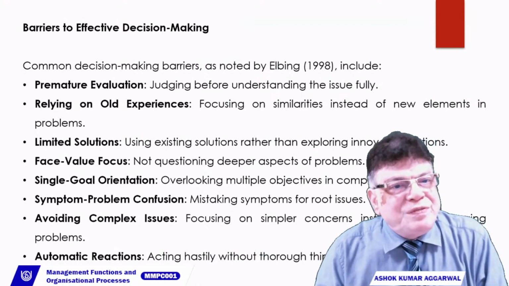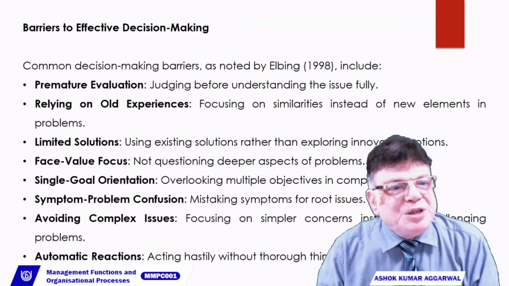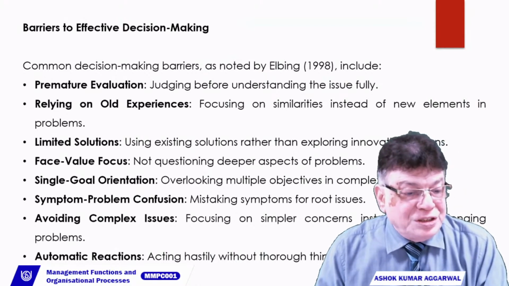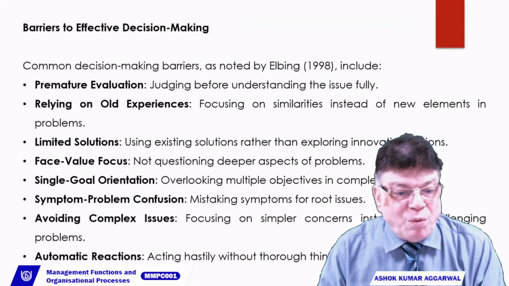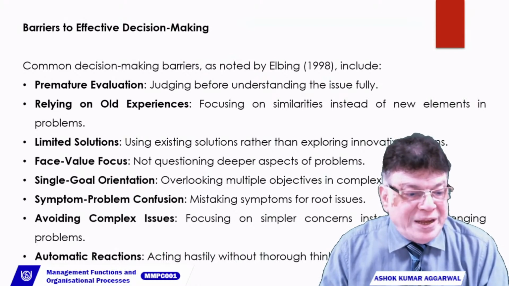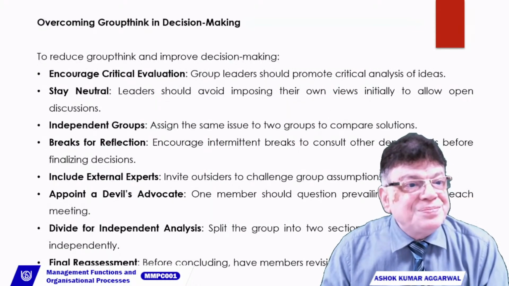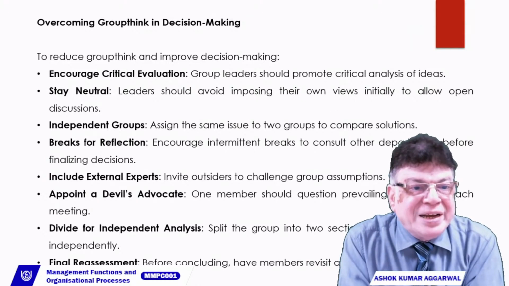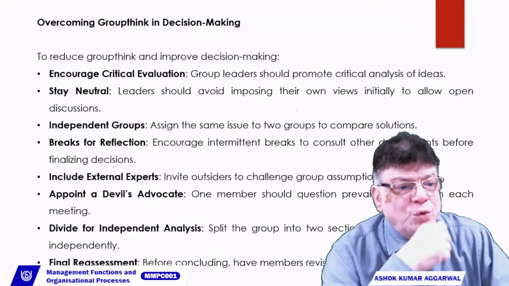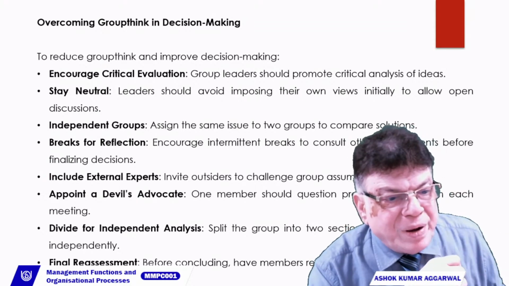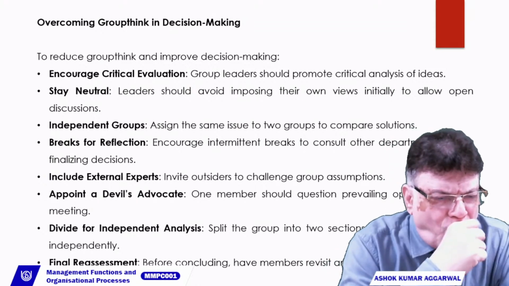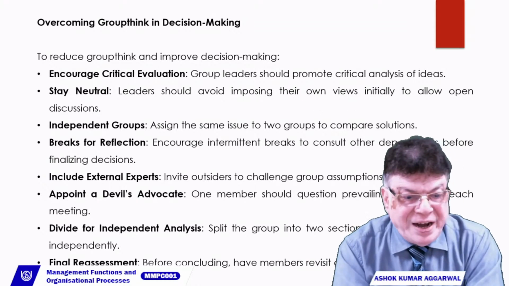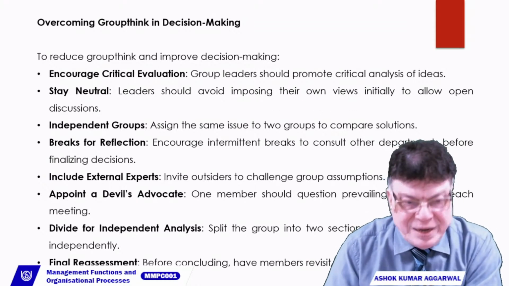So under barriers to effective decision making, we studied premature evaluation, relying on old experiences, limited solutions, face value focus, single goal orientation, symptom problem confusion, avoiding complex issues, automatic reactions. Then we studied overcoming groupthink in decision making: encourage critical evaluation, stay neutral, independent groups, breaks for reflection, include external experts, appoint a devil's advocate, divide for independent analysis, final reassessment.